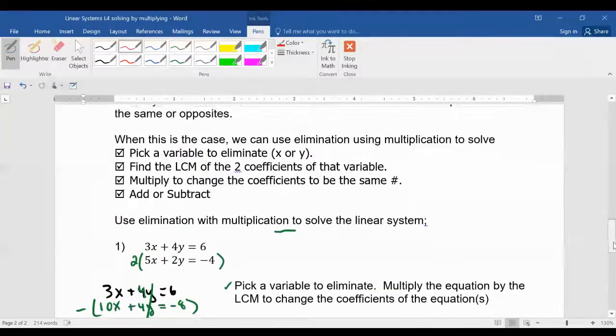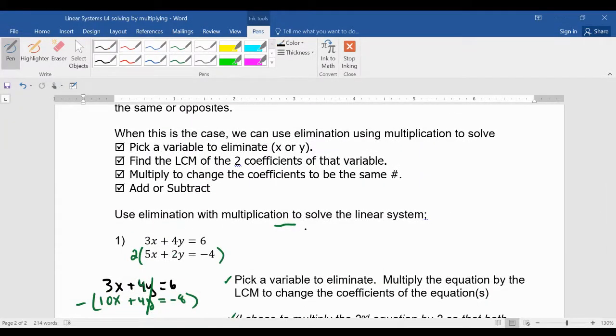And if I quickly go back and verify the accuracy of that solution, I can do some quick mental math and verify both equations are true. So 3 times negative 2 is negative 6. 4 times 3 is 12. Negative 6 plus 12 is equal to 6, as the top equation should be. And in the bottom, 5 times negative 2 is negative 10. 2 times 3 is 6, and negative 10 plus 6 is negative 4, as the bottom equation should be.